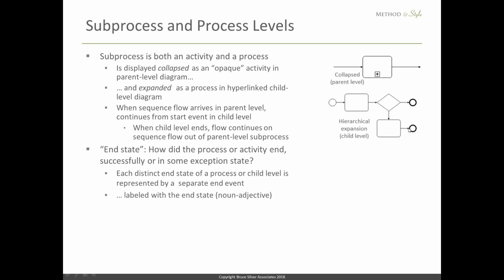Why are there two of them? Well, it would be legal to say we just take this arrow to this one, and we just have one of them. But method and style conventions say no, you want two if there are two different ways that this subprocess could end. And we label the end event, in that case, with the name of the end state. The end state is noun adjective. How did this subprocess end? Successfully or in some exception end state?